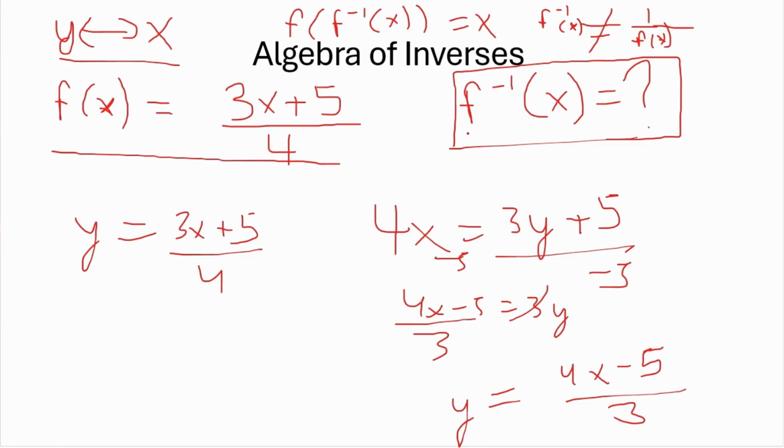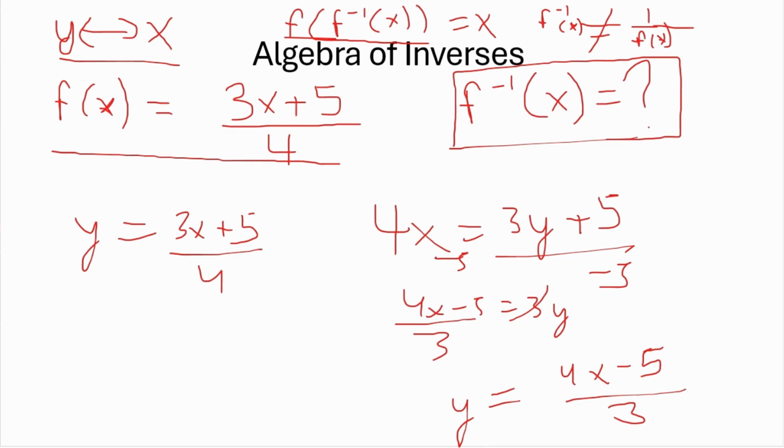Exponent laws don't apply to f inverse. This is just the notation of inverses. One more thing we just learned in composite functions: if you do the function of an inverse, because all the numbers cancel each other out, all you should be left with is x.